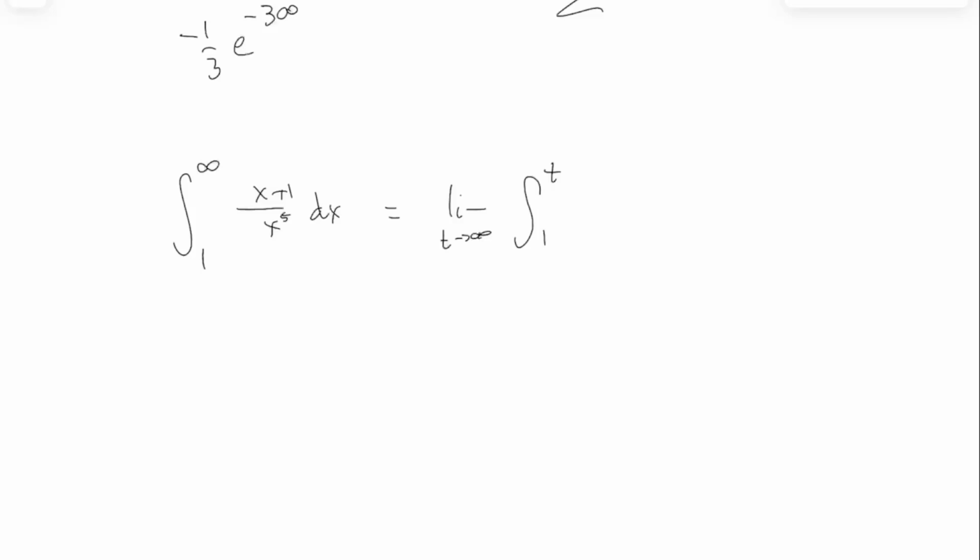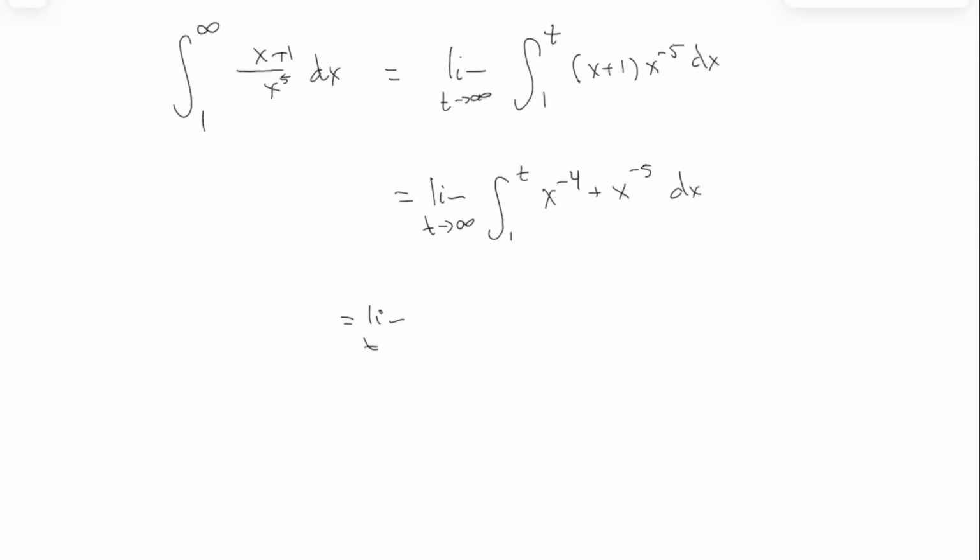In my opinion, there are a few different ways you could write this. Maybe this is the most straightforward. I will write it that way and then distribute the x to the minus 5 across the other part. So it becomes x to the minus 4 plus x to the minus 5. And now that is an easy integral to do, each one separately, right? You separately do them. I have a minus 4 power, I add 1, it becomes minus 3, so it's 1 over minus 3 x to the minus 3, and then similarly, plus 1 over minus 4 x to the minus 4, and then we plug in 1 and t.